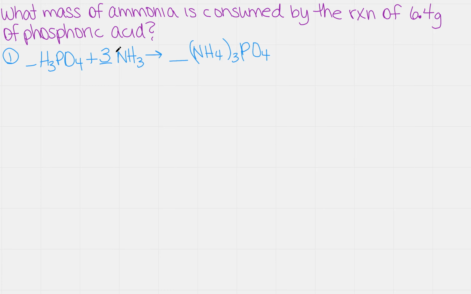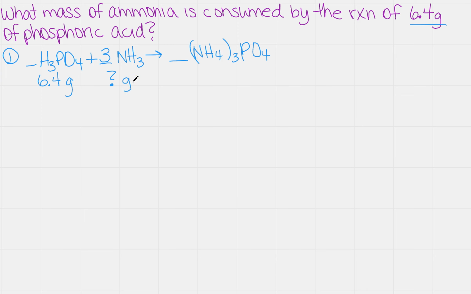So once I've got it balanced, I want to label what I know. Well, the only thing it gave me was this 6.4 grams. You notice it says it's of the phosphoric acid, so I'm going to put it right here, 6.4 grams. And it says I need to know what mass of ammonia. So that's this thing right next to it, so I'm looking for that in grams.